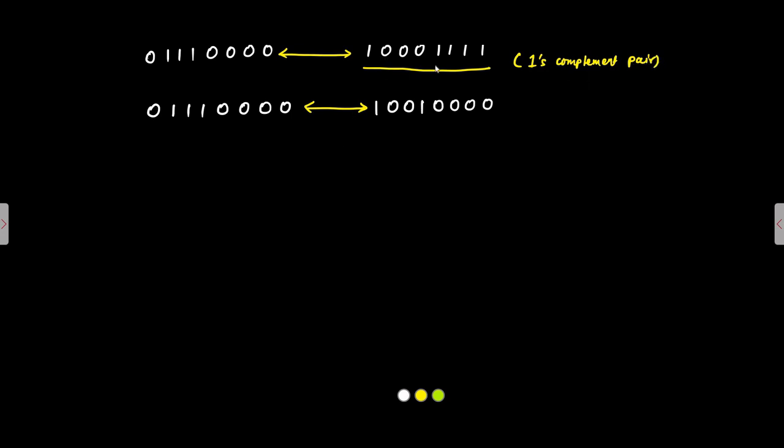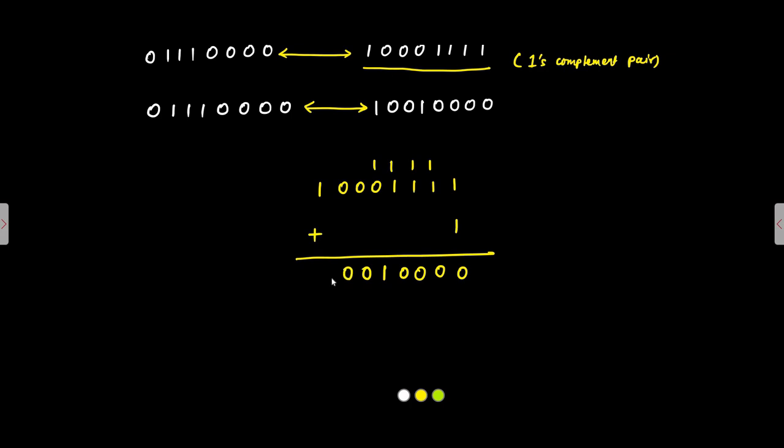Now, if we take this 1's complement, that is 1000 1111, and add a 1 to the LSB, that is, we are trying to determine the 2's complement, then we have 1 plus 1 is 0 with a carry of 1, again 1 plus 1 is 0 with a carry of 1, again 1 plus 1 is 0 with a carry of 1, again 1 plus 1 is 0 with a carry of 1, then 1, then 0 0 1. So we have 1001 followed by 4 zeros, which is exactly this. So this is a 2's complement pair.